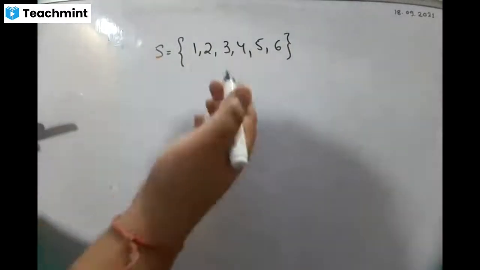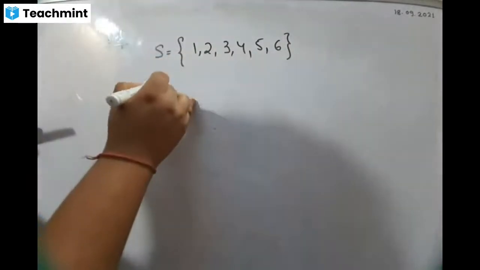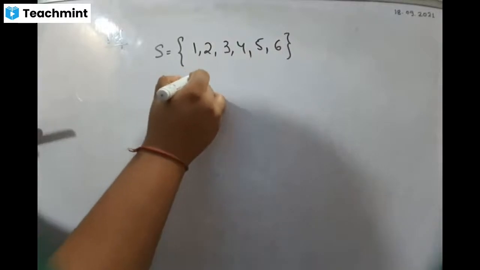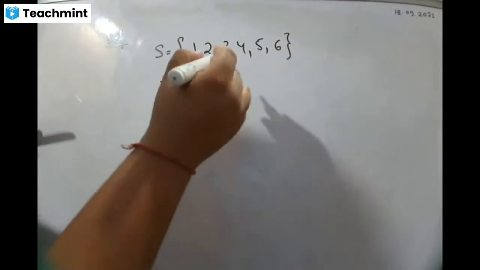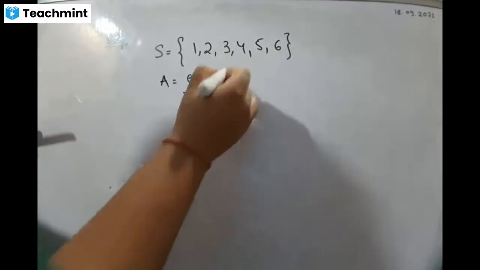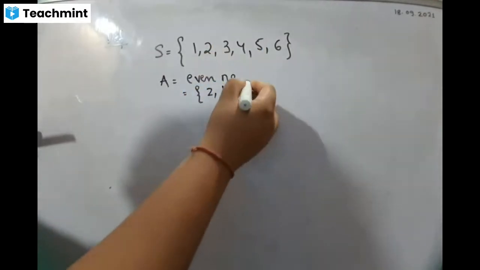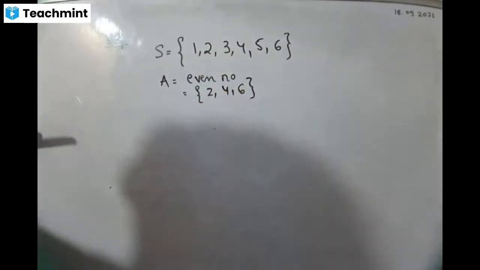Now for the favorable ones, what do you need? Let A be the event where you need an even number. What are the elements which are favorable to A? Which are the even numbers? 2, 4, and 6. So these are the elements which are favorable to you.